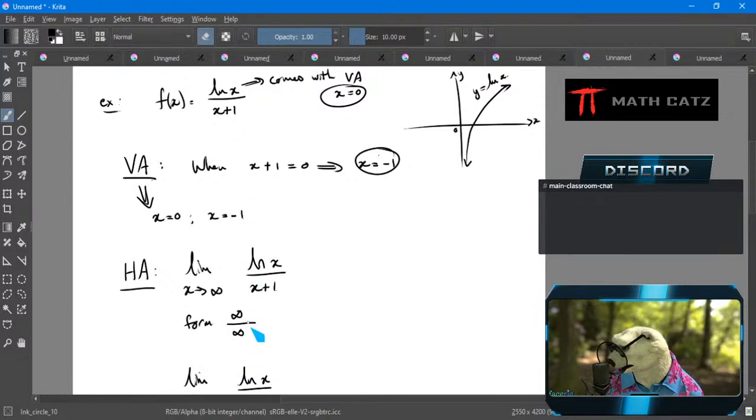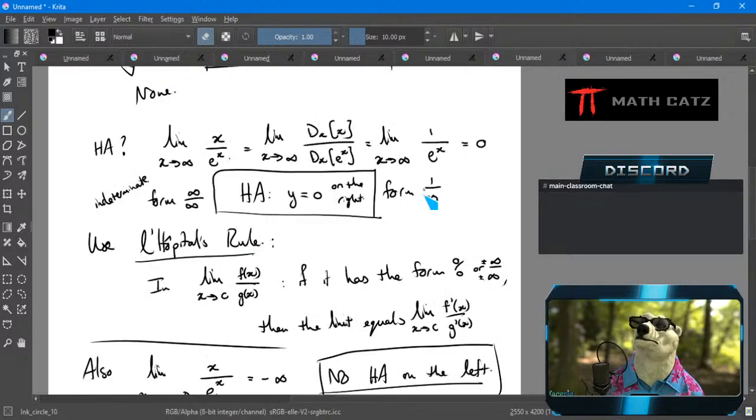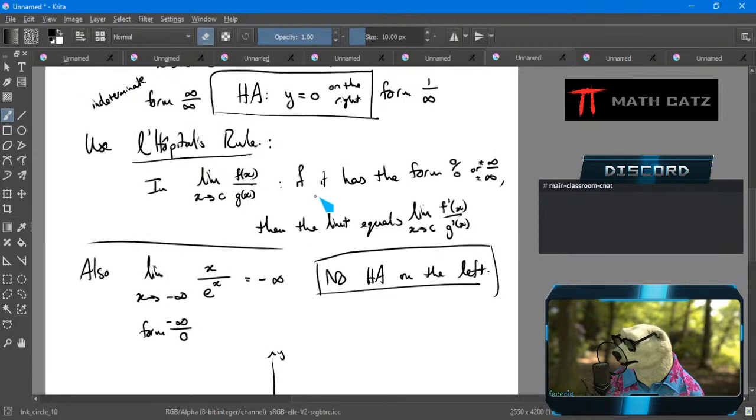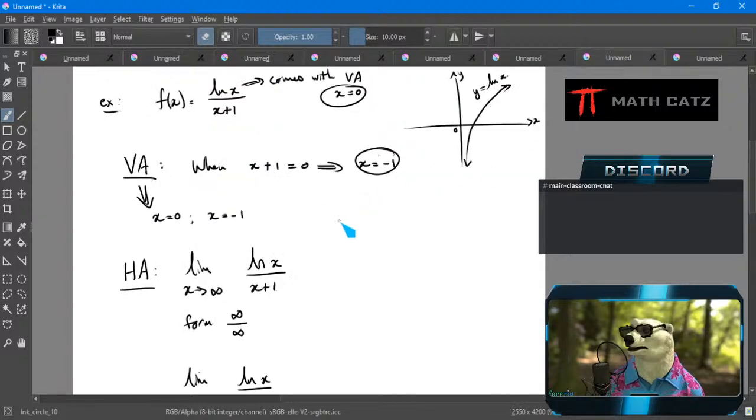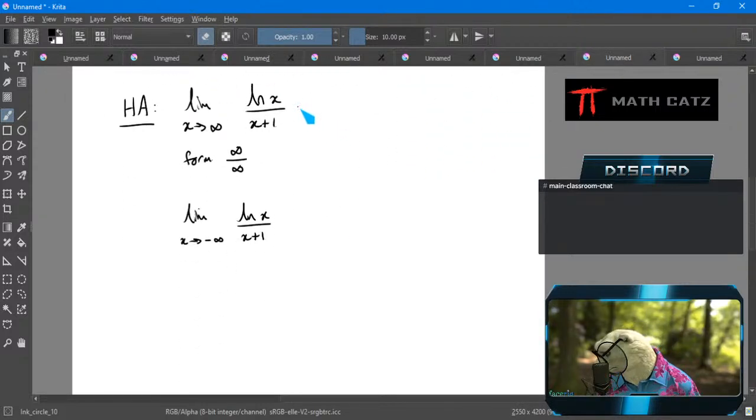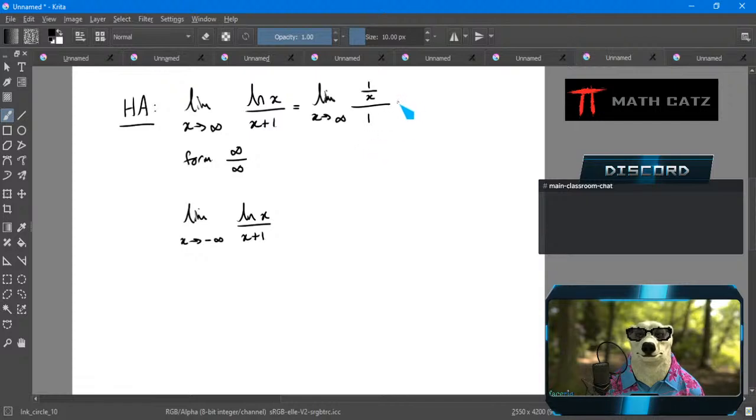I have verified that I get one of the two forms needed in L'Hopital's rule, so I can use L'Hopital's rule. Because other than that, without some extra experience that I don't have at this stage, I don't know what the answer is here. We're going to have to find out. So it is the same limit, but of the derivative of the top over the derivative of the bottom. Simplify that, and I get 1 over x, which is 0.